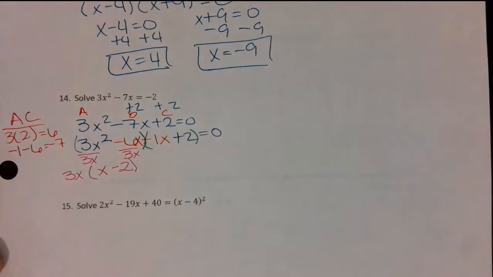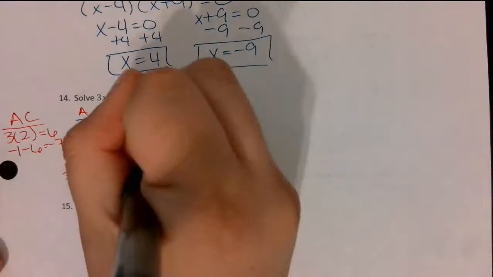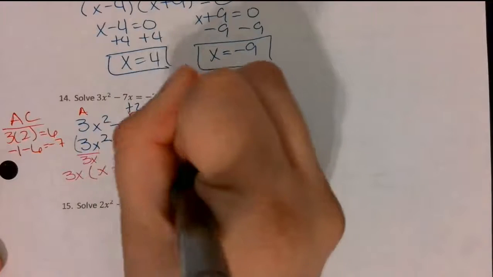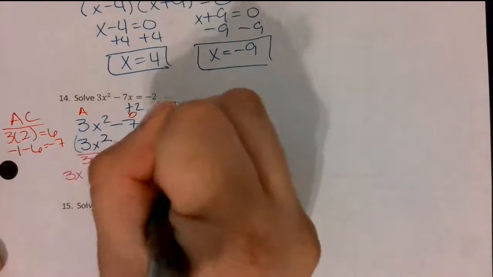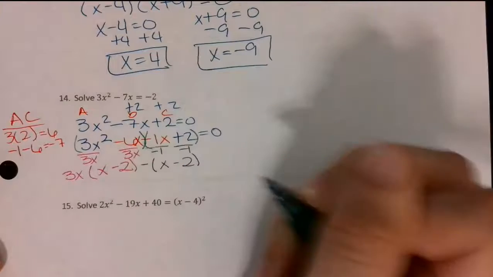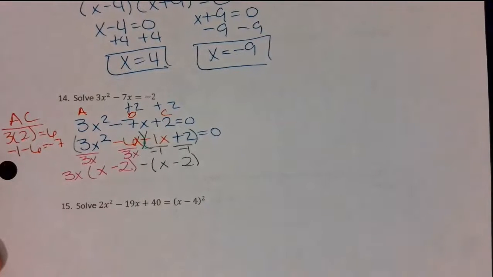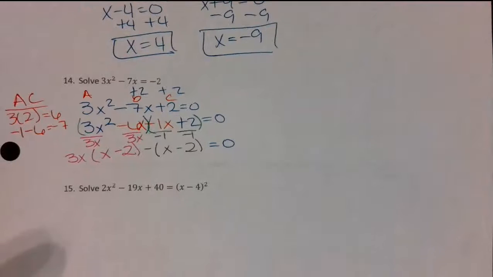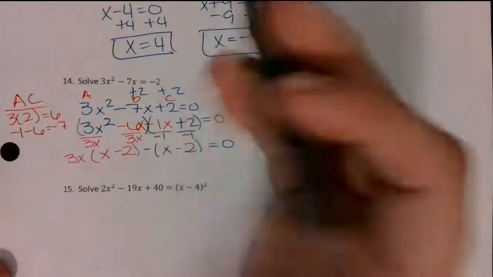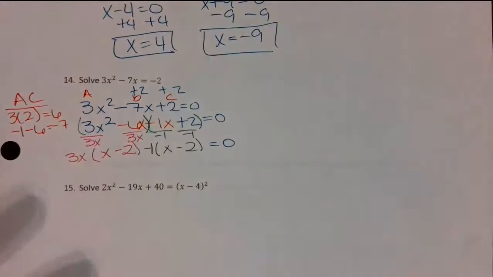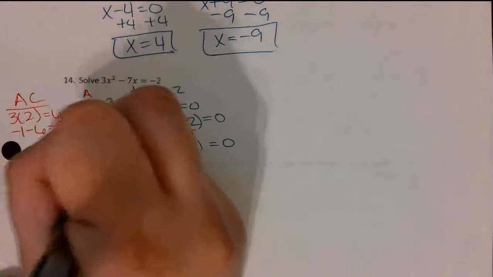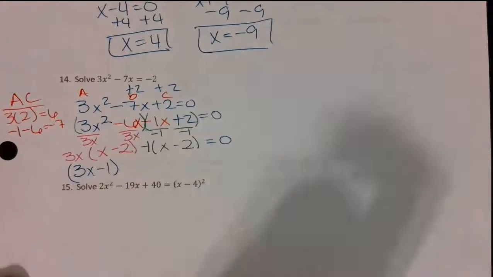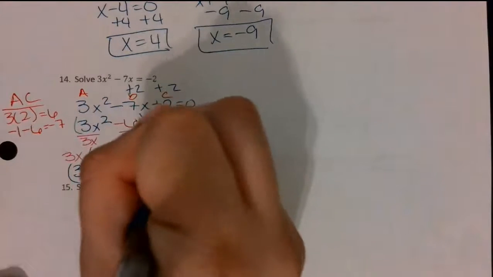Then I'm going to go ahead and do the same thing for the second set of parentheses. I just want to make it positive, so I'm going to divide by negative 1 on both sides. I end up with x minus 2 inside the parentheses. Then what I want to do is I divided by negative 1. I want to undo the distributive property, and so I am going to write 3x minus 1. I took the two outside pieces and put them together. Then times x minus 2 equals 0.